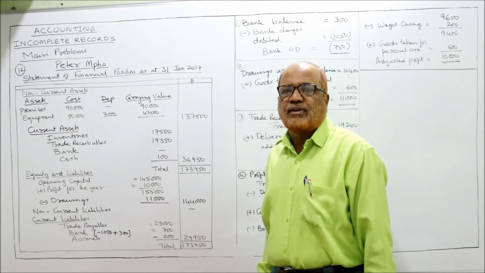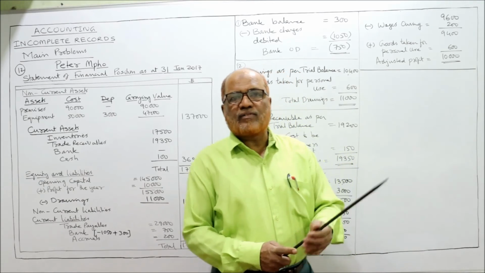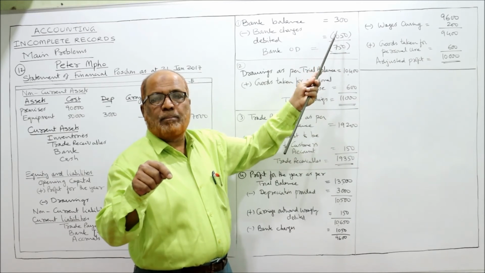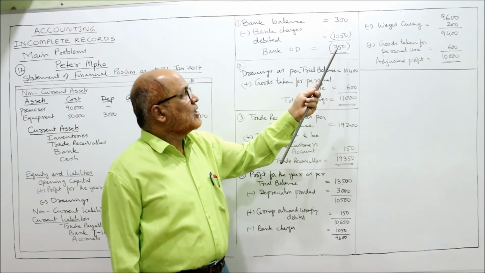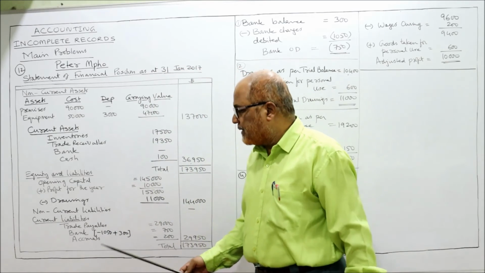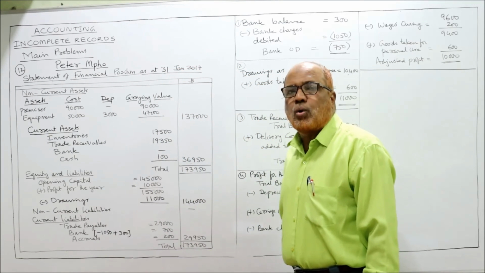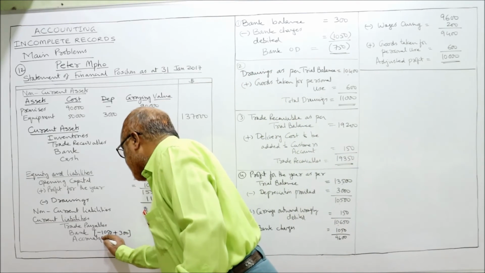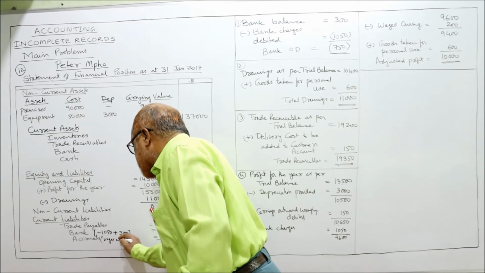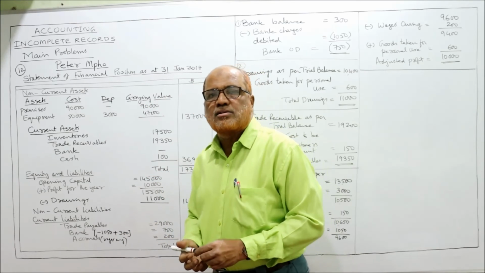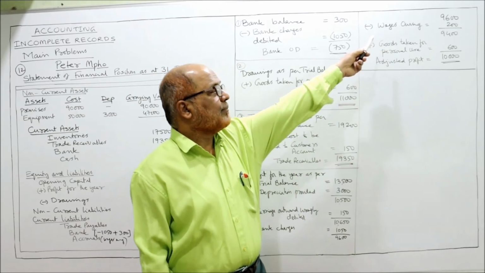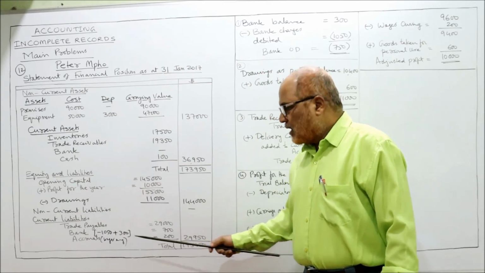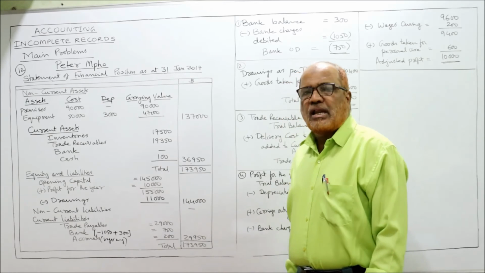Bank overdraft 750. How we got this overdraft, I told you. 300 were there in the bank, but the banker has taken 1,050 bank charges. So there is a negative balance of 750. That is bank overdraft. Accrual. This accrual is nothing but the wages outstanding, wages owing. Accrual are wages owing. That is 200. That's a liability. Wages outstanding is a current liability. So 200. Now take the total of these three, 29,950.